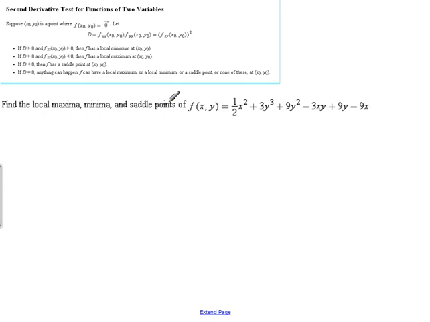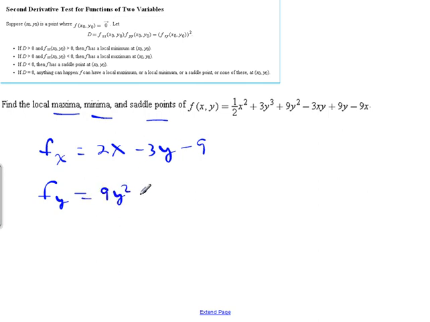So let's look at an example of that. Why don't we? It says find the local max, min, and saddle points of this function. So first thing we need to do is find the partial derivatives. So we have 2x minus 3y minus 9, and f partial y is 9y squared minus 18y minus 3x plus 9.